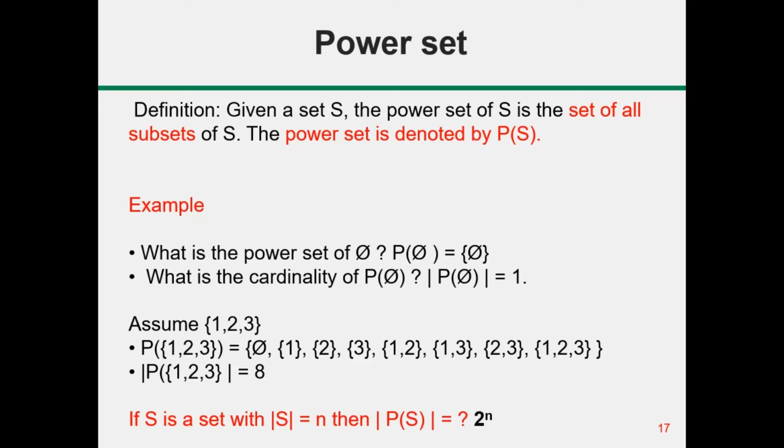So assume there are some numbers 1, 2, 3. The power set P({1, 2, 3}) will be like this: phi, {1}, {2}, {3}, {1, 2}, {1, 3}, {2, 3}, and {1, 2, 3}. So what is the cardinality of this set? It is absolutely 8. Let's count: 1, 2, 3, 4, 5, 6, 7, 8.